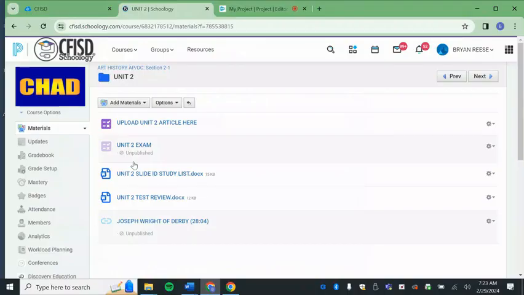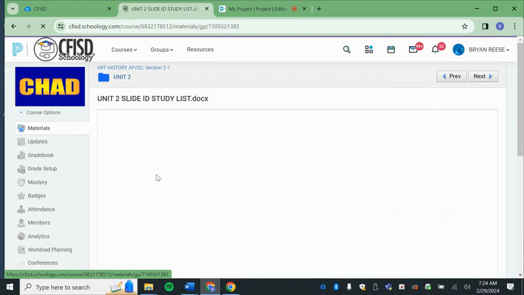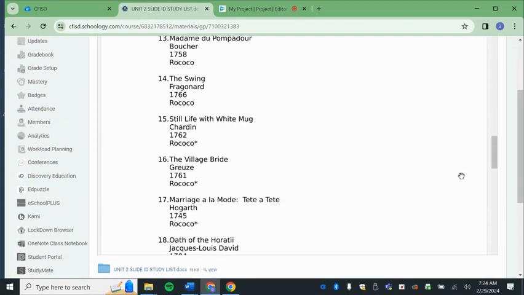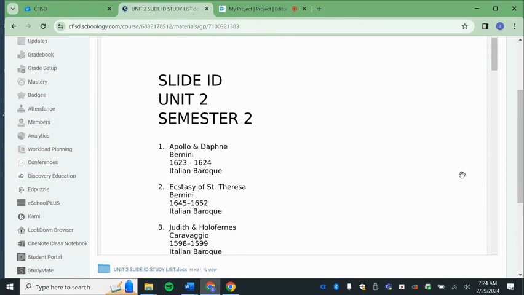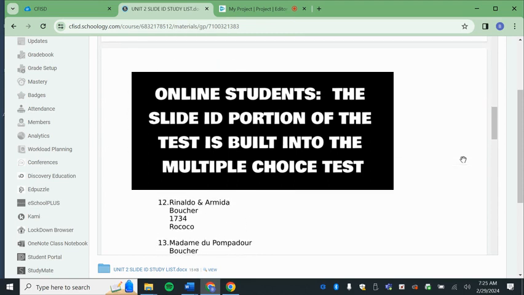Unit 2, they have a slide ID list for the Unit 2 exam. If you go into Unit 2 in your Schoology, there is a slide ID study list, and you can go in here and see all of the artworks that will possibly be on the slide ID test. And a lot of these artworks are on the test as well.